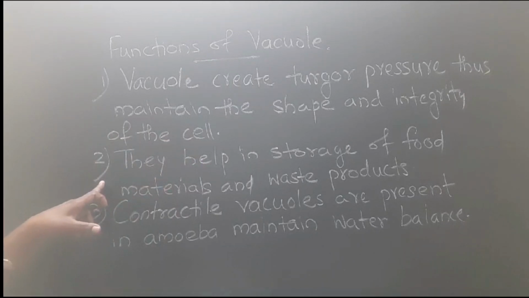Then second point, they help in storage of food, materials and waste product. These vacuoles help in storing food materials and waste product. Third point, contractile vacuoles are present in amoeba, maintain water balance. These are the three functions of vacuole.